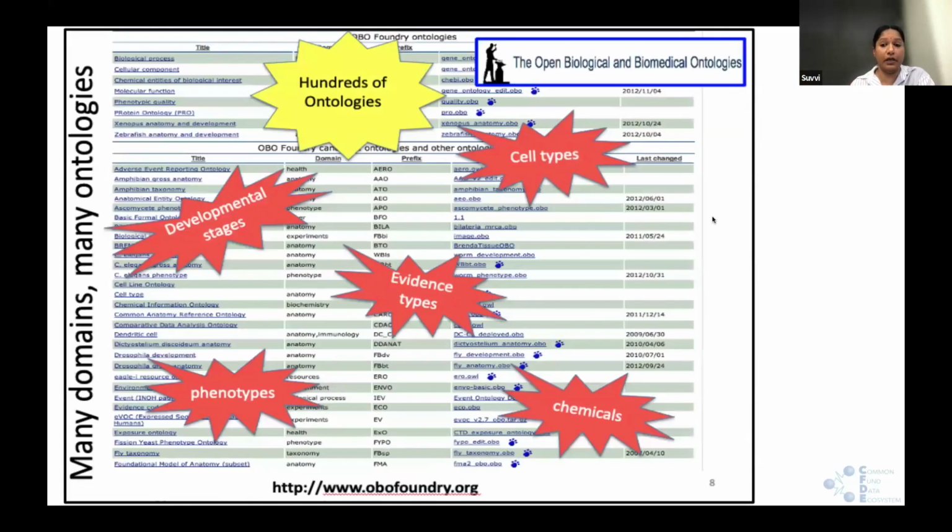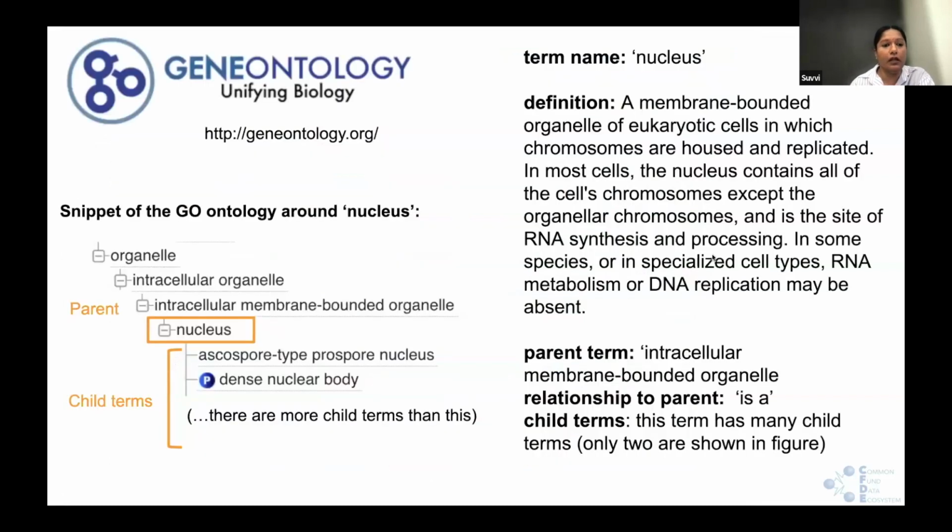So this is the OBO Foundry page, and you can see that there is a big list of ontologies here that can be used. So before even starting a new ontology, you should probably visit the OBO Foundry to see if there is an ontology already existing for the kind of terms that you are looking for. As I mentioned, gene ontology is one of the most cited and well-maintained ontologies out there.